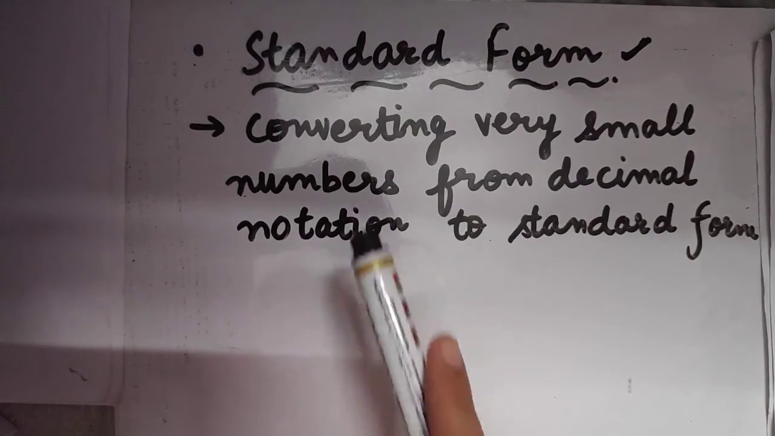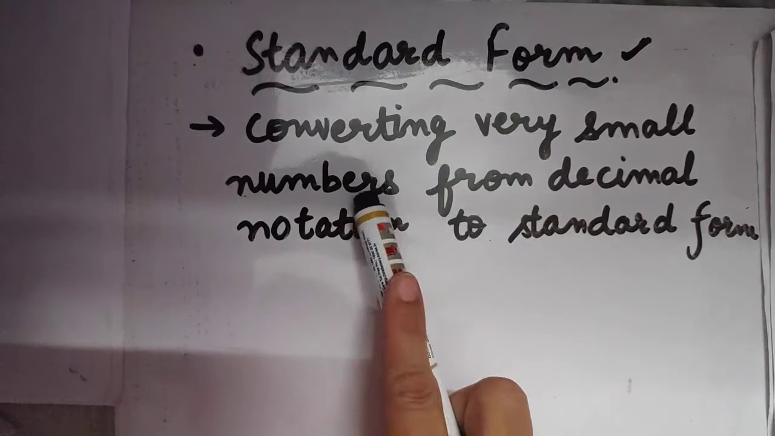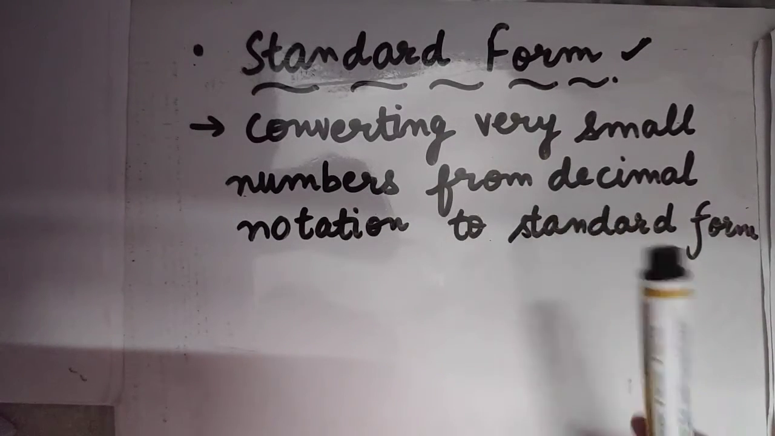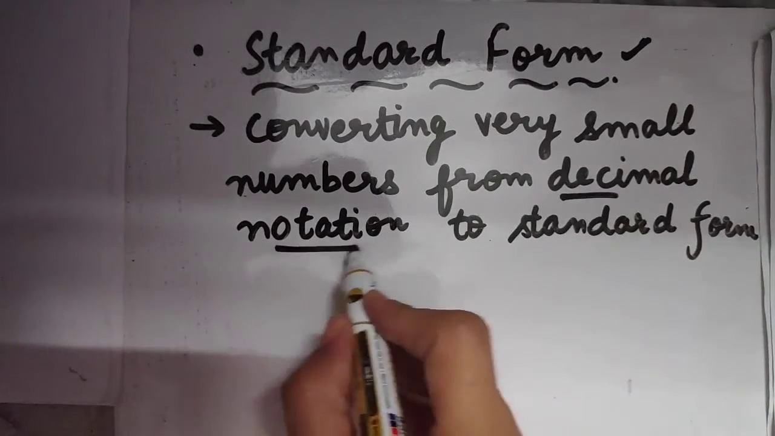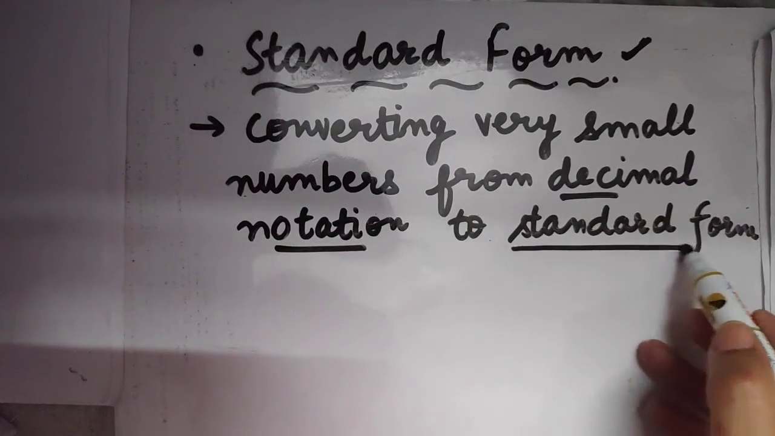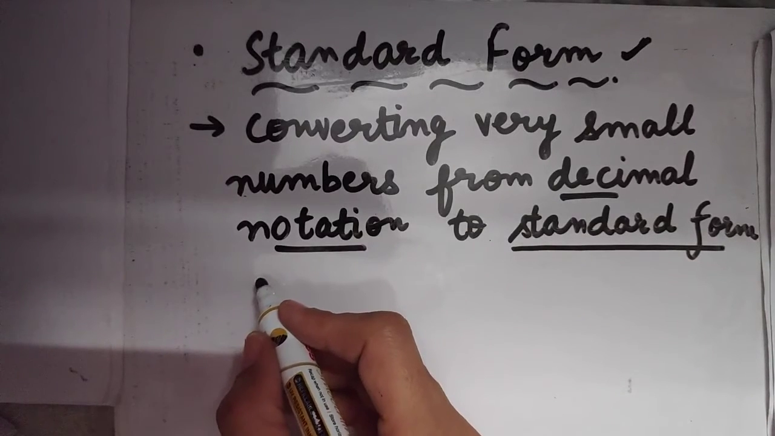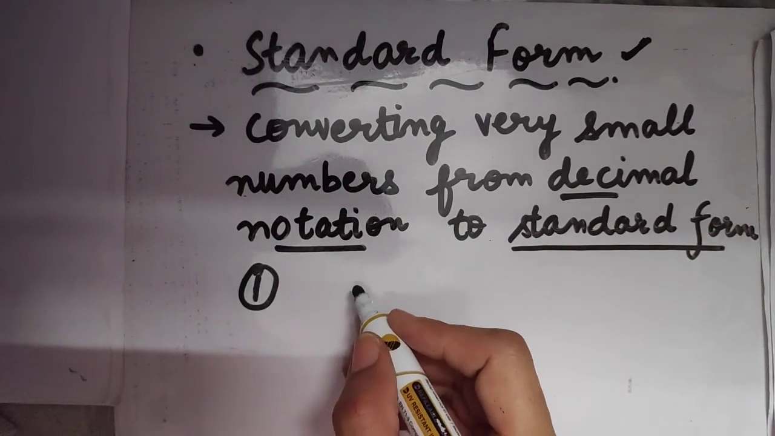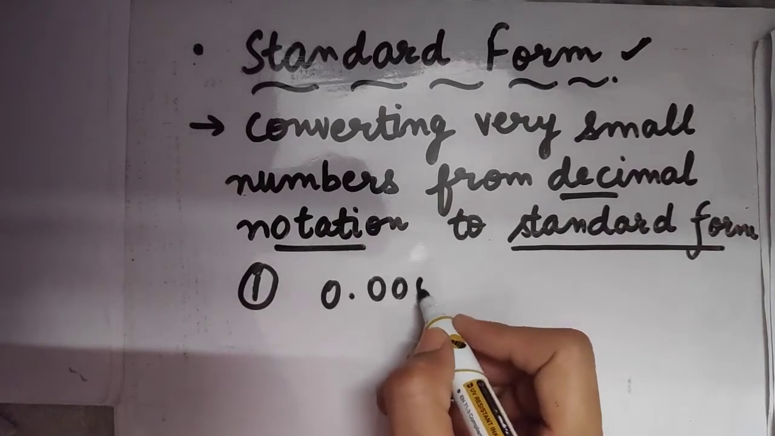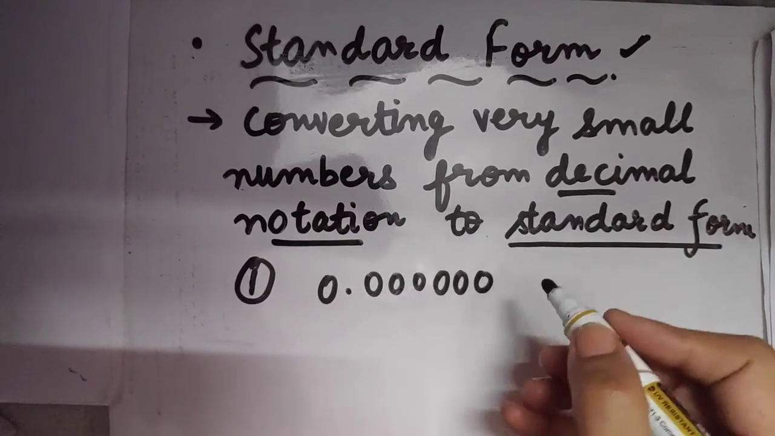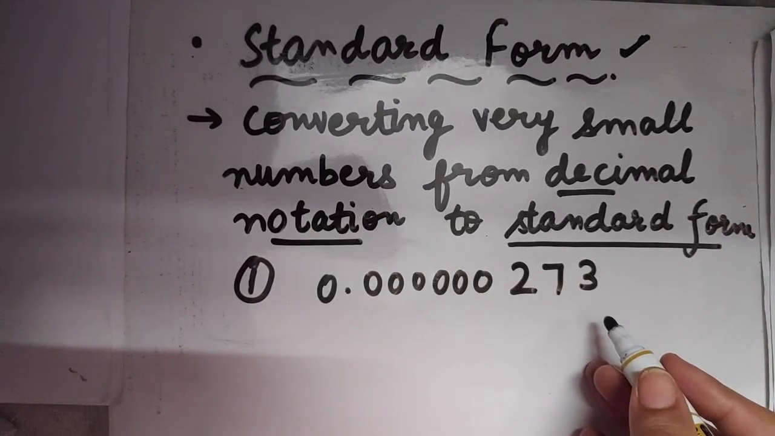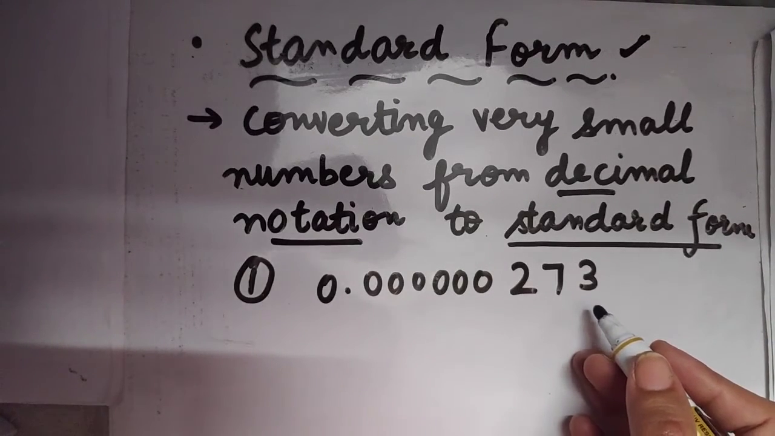Let us learn now how to convert very small numbers from decimal notation to standard form. If a number is given to you in decimal notation, you are supposed to convert the number into standard form. Let us see one example. I am taking one number, that is 0. I need to convert this number into standard form.